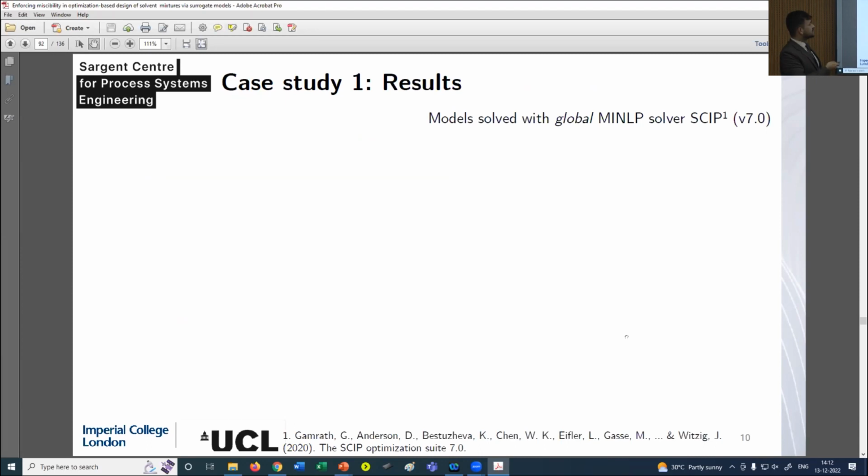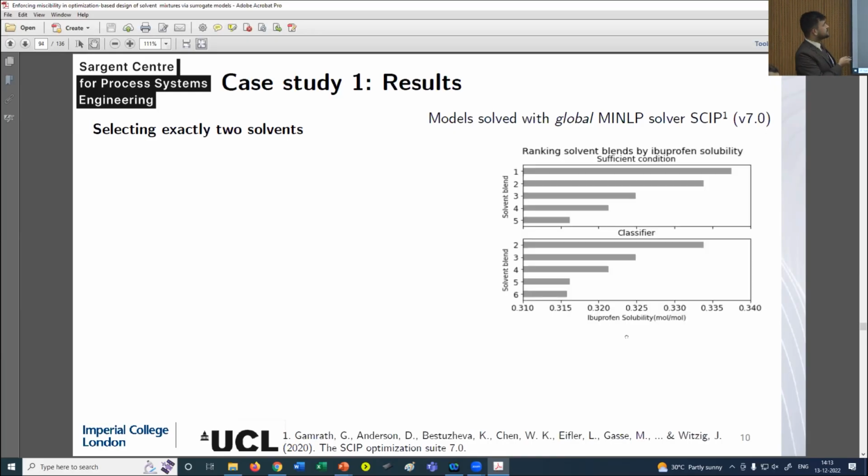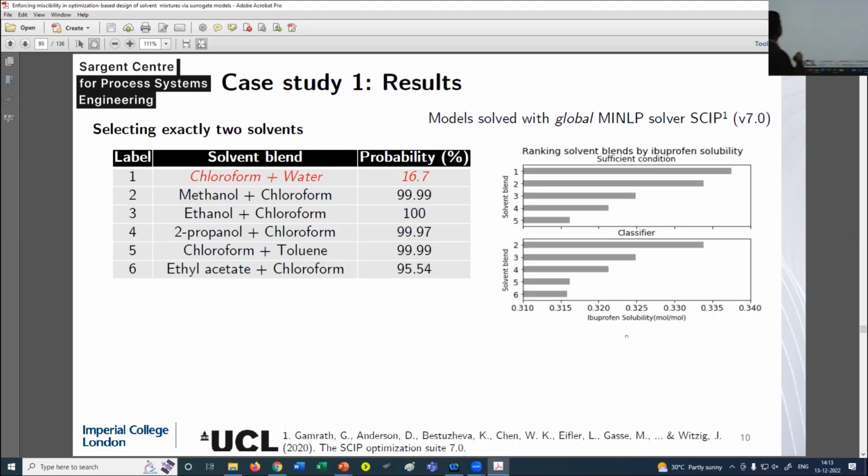So moving on to the results, we tried to solve this problem with a global MINLP solver, SCIP. And there are 2 parts to this case study. One where we select exactly 2 solvents. And here in this plot, what you see is the solvent blends ranked according to the solubility of ibuprofen. So I'll explain the identity of these labels here. For the model with the sufficient condition, we have these 1 to 5 blends. And with the classifier, we have the 2 to 6 blends. And these are the identities as shown here.